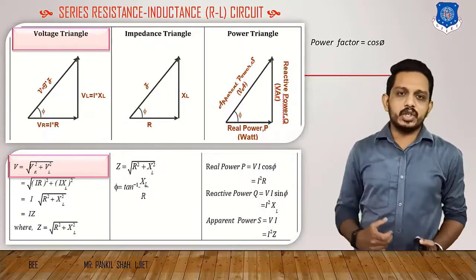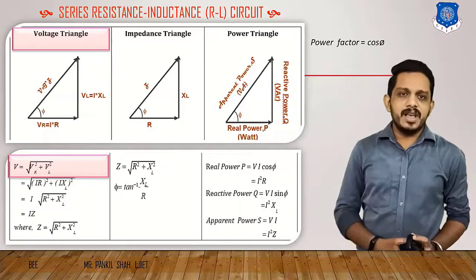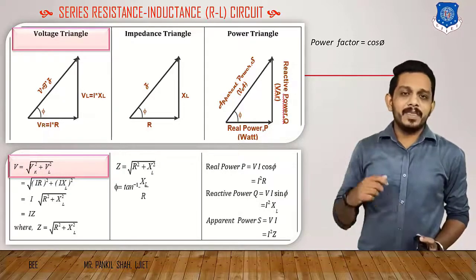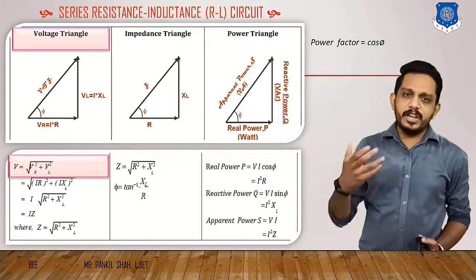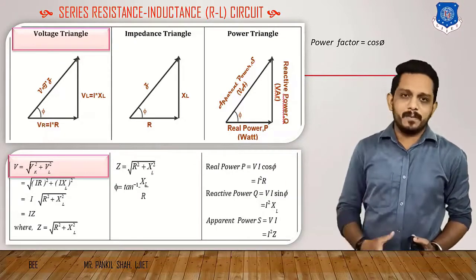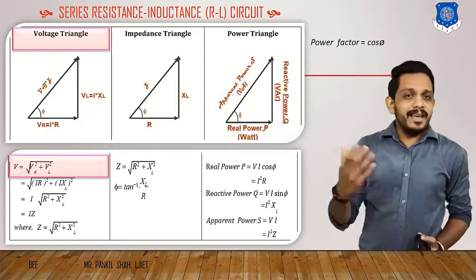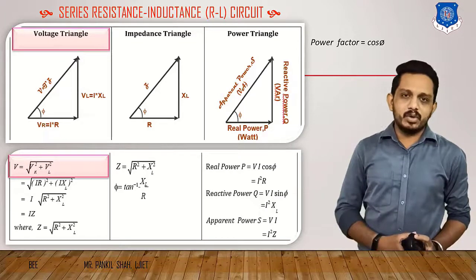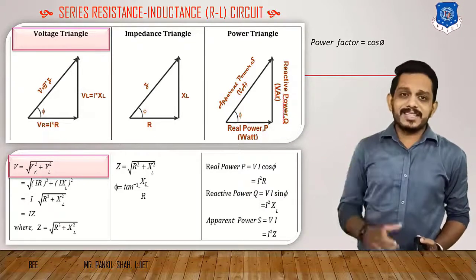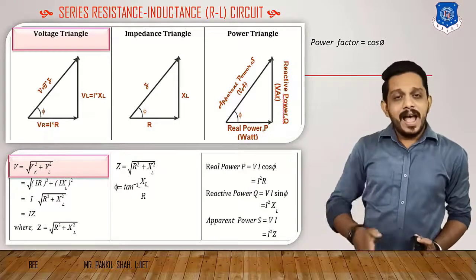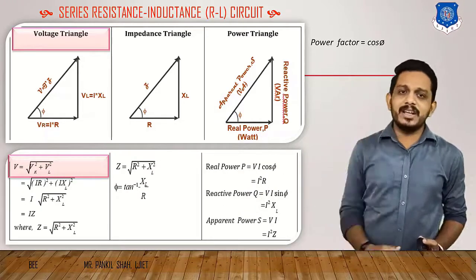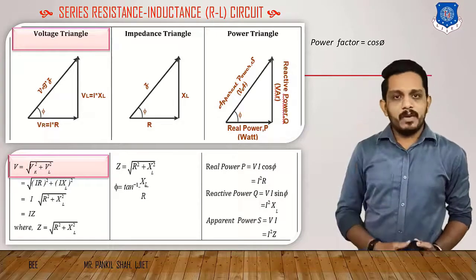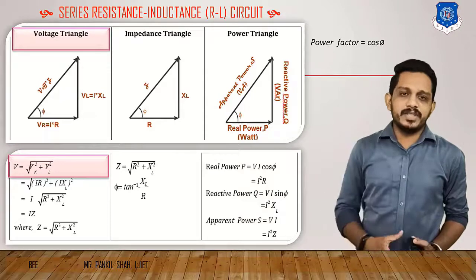Now what is the equation of the voltage across the resistance? The equation of VR is I into R, where I is the RMS value of the current flowing through that series RL circuit. The value of VL is nothing but the inductive drop across the inductor, and VL is equal to I into XL, where XL is the inductive reactance. And the joining element, that was the resultant voltage, has the equation V is equal to I into Z, where Z is the impedance of this circuit.